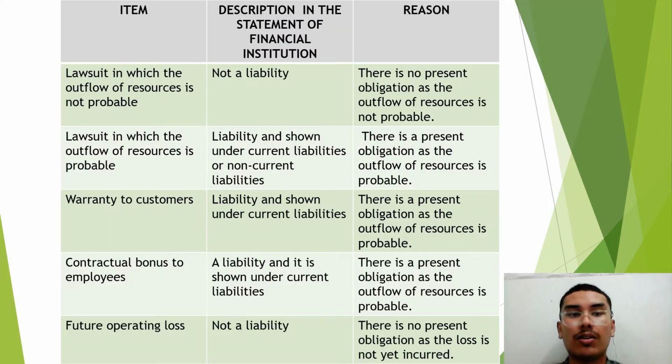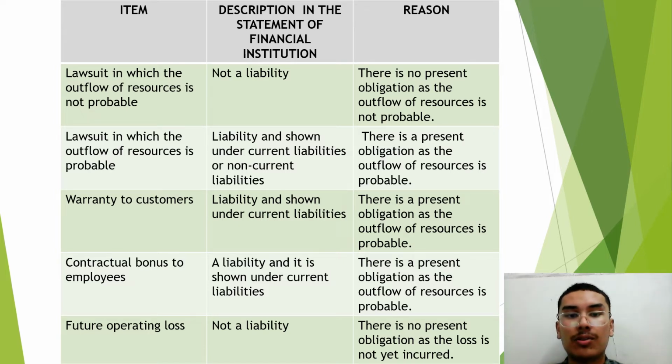So the first item is a lawsuit in which the outflow of resources is not probable. Description in the statement of financial position: not a liability. The reason is there is no present obligation as the outflow of resources is not probable. Second is a lawsuit in which the outflow of resources is probable. Description in statement of financial position: liability, shown under current liabilities or non-current liabilities. Reason: there is a present obligation as the outflow of resources is probable.